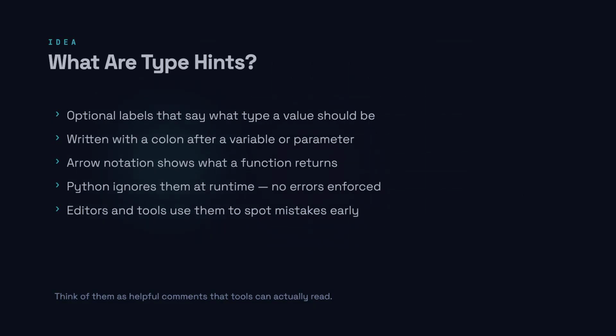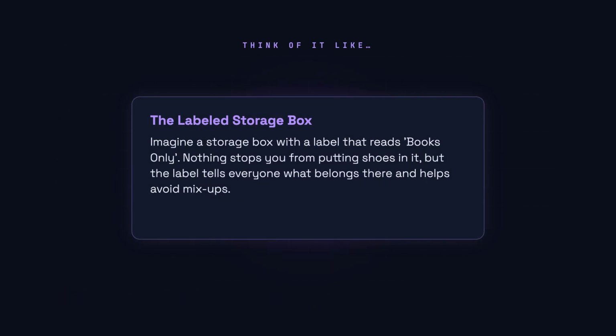Think of a type hint like a label on a storage box. The label does not lock the box, but it clearly signals what should go inside, so you and your tools know when something looks wrong.